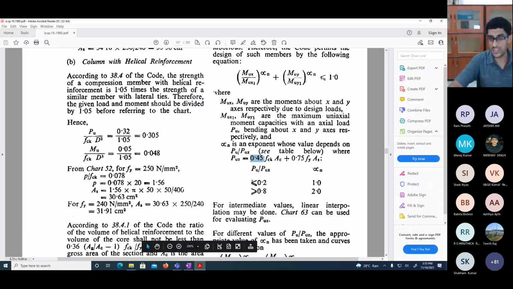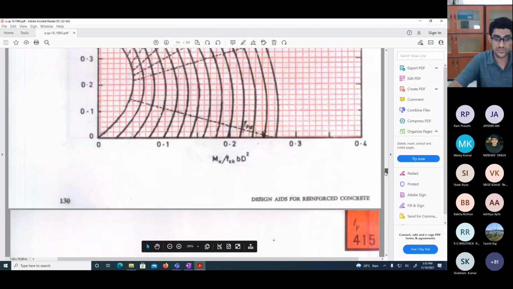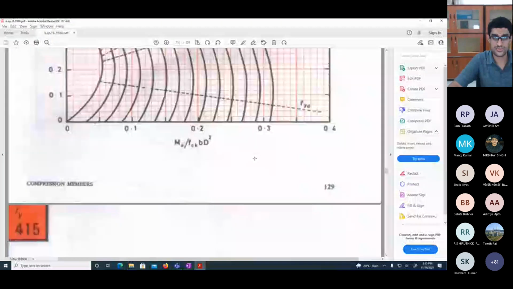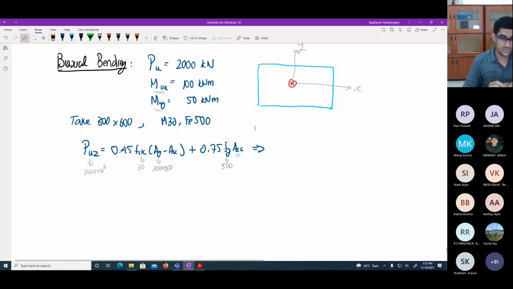Just see what you get for Ac. How much do you get for area of steel?